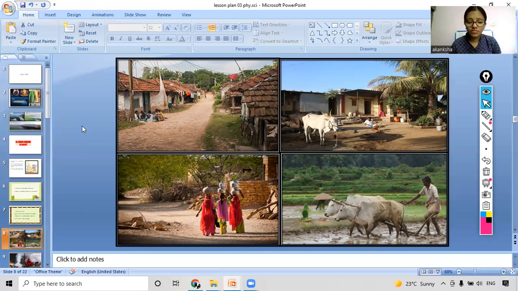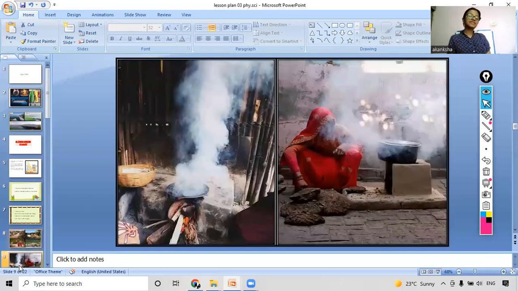So now, if you're talking about village, how do you think the food is cooked there? Like with the help of LPGs or any other source of energy? You can answer it with the help of this picture. How is the food being cooked? Yes, you can see it is being cooked with the help of wood and cow dung. Yes, very good.